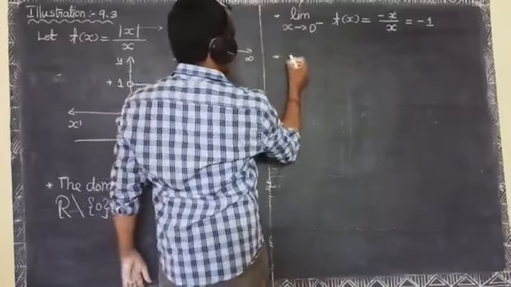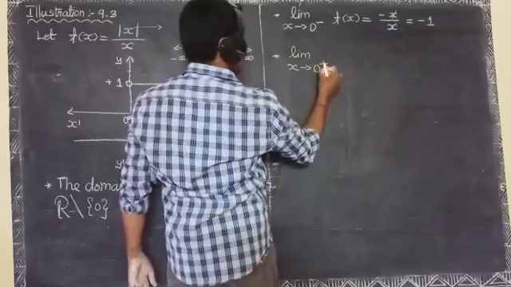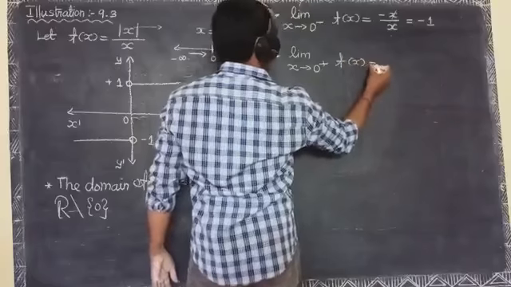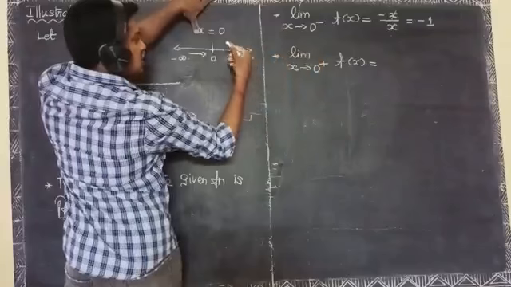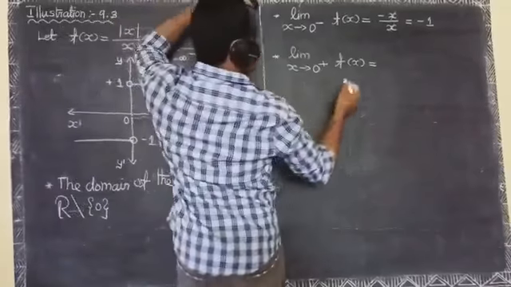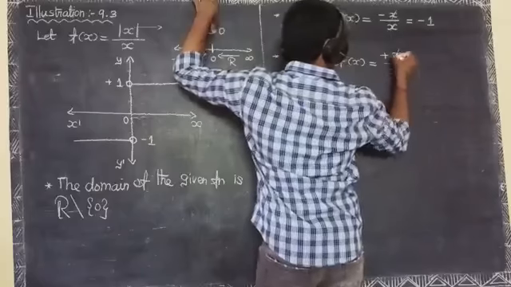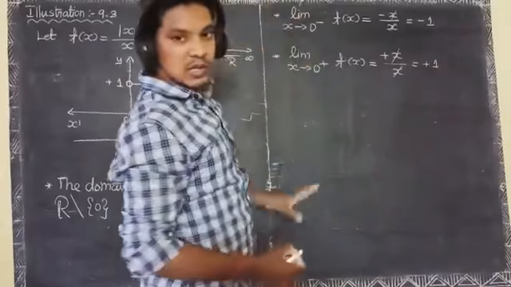Next find limit x tends to 0 plus, which means x approaches 0 from the right side. Now we take the factor x divided by x. The x are cancelled, and the value is plus 1.